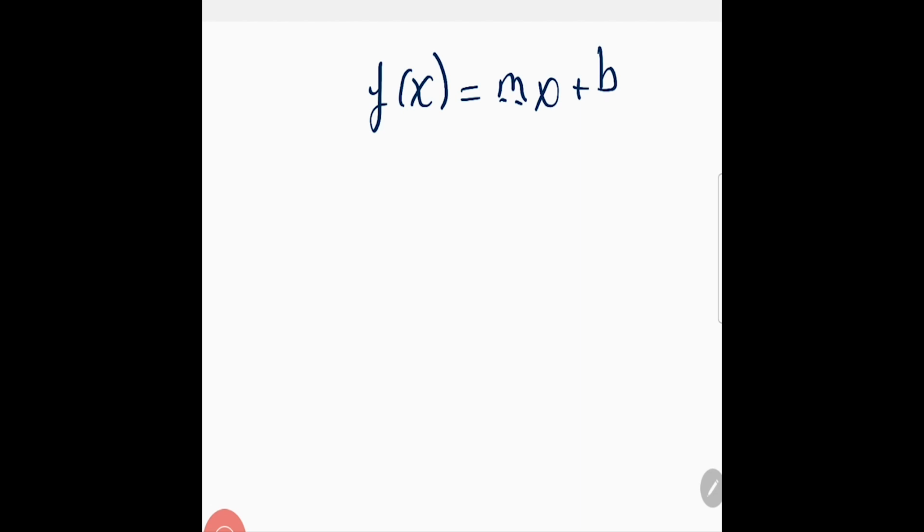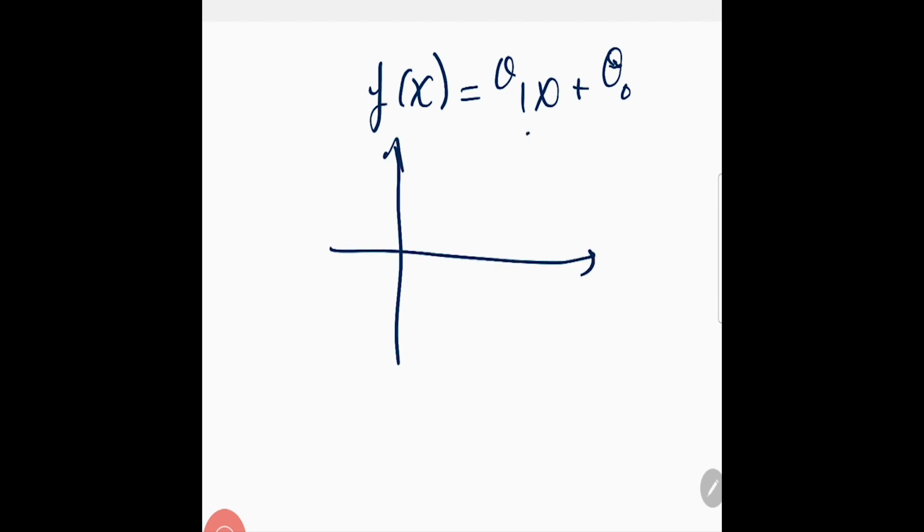But in machine learning, we're going to use a different notation for this. Instead of m and b, we're just going to use theta 1 and theta 0, where this index, or the subscript, represents the power of the variable x. Because we have x to the power 0 here, we can just say theta 0. And this is x to the power 1, so we got theta 1. So we can imagine that this function should be something like this.